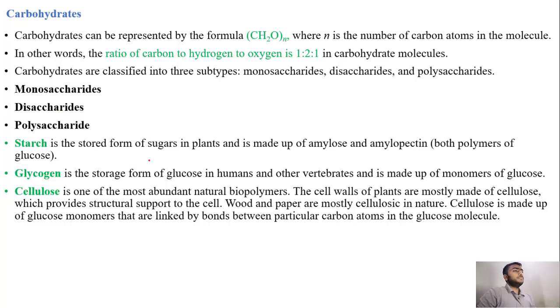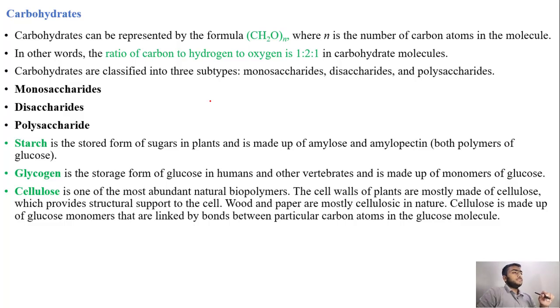Carbohydrates, you need to be able to understand the formula or define this term. Carbohydrates are represented by CH2O in brackets, subscript n. In other words, the ratio of carbon to hydrogen to oxygen in this molecule is 1 to 2 to 1. So hydrogen atoms are twice as many as carbon and oxygen in a carbohydrate molecule. And the simplest one is glucose, which is C6H12O6. This is the simplest carbohydrate that you will know.